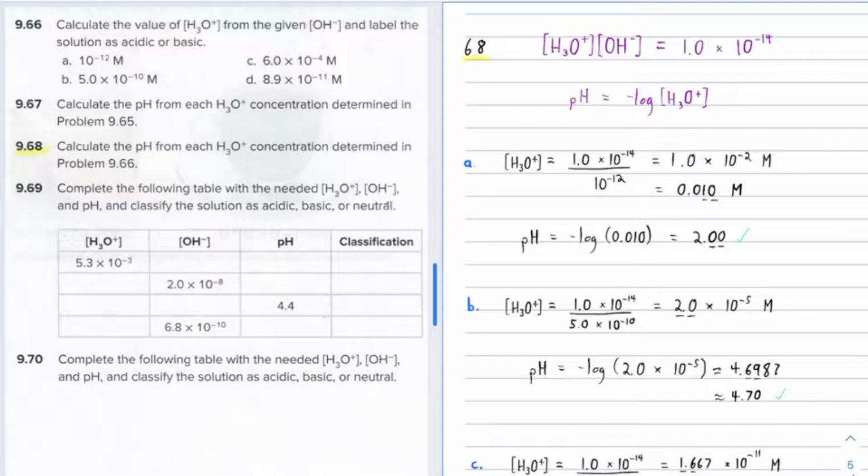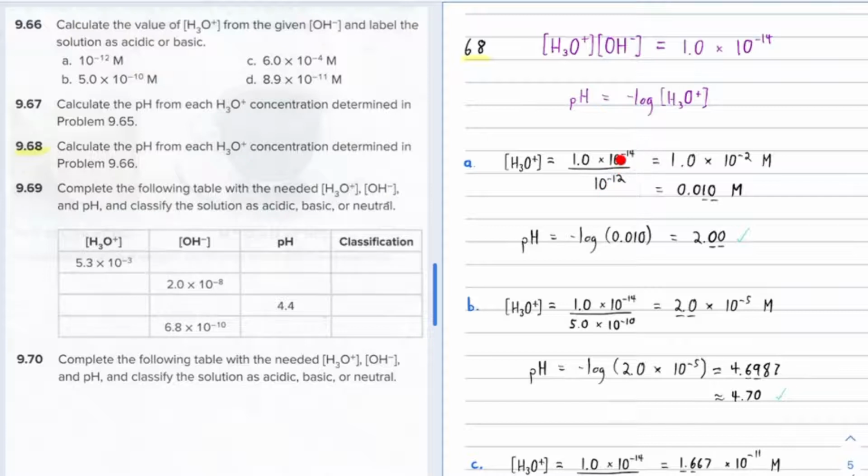So first, to get the hydronium ion concentration, we solve for it. It'll be 1 times 10 to the minus 14 over the hydroxide concentration. So 1 times 10 to the minus 14 over 10 to the minus 12. This is simple to calculate. You shouldn't need a calculator.